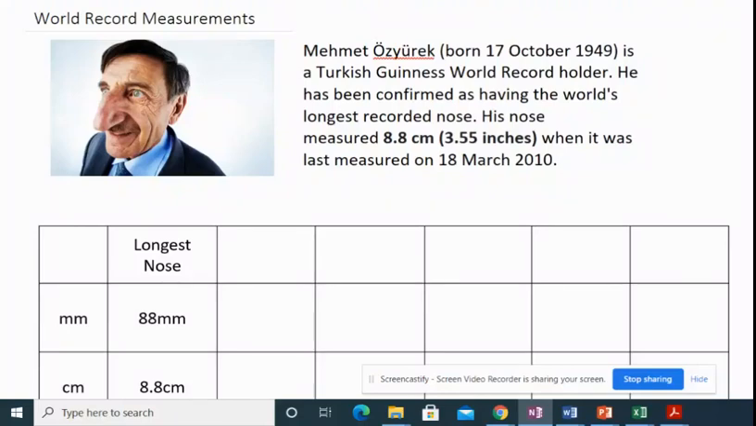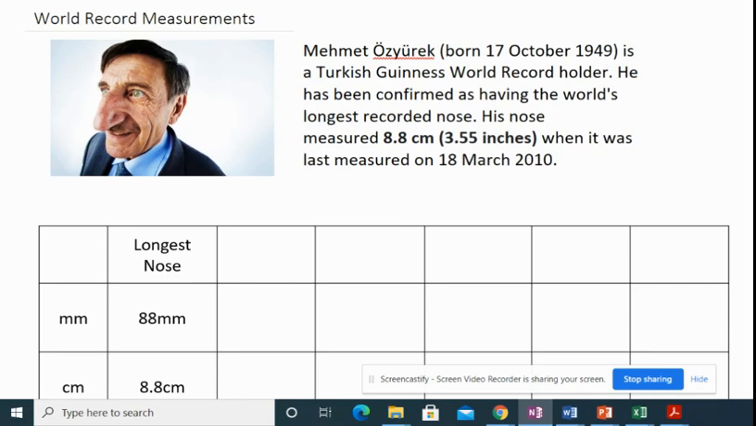Hi Year Nines. In this video, I'm just going to quickly talk about the task that I would like you to have a go with. For this task, I want you to do some research. I want you to find some world record measurements. I've got an example here of one that I've found.